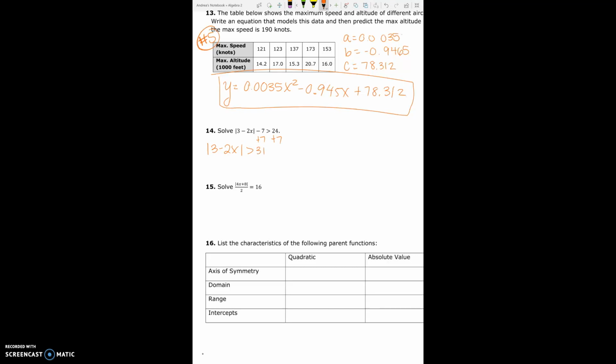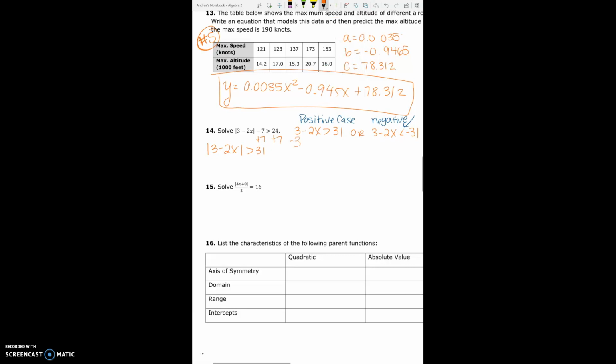So I need to do 2 separate answers to try to do this. So 3 minus 2x is greater than 31, or 3 minus 2x is less than negative 31. So basically take a positive case and a negative case, but on your negative case, of course, switch your sign. So positive case, and on my negative case, I switch that sign to less than instead of greater than. So just work these out.